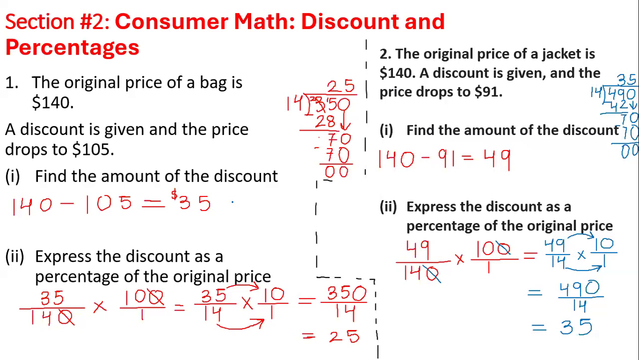Valea Miller, do you understand how we got that answer, Valea? Yes, sir. Explain how we got the amount of discount. Subtract 140 minus 91. Very good. And we got what? 49. Very good.